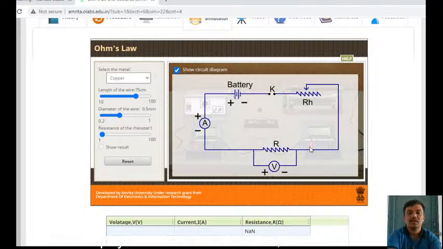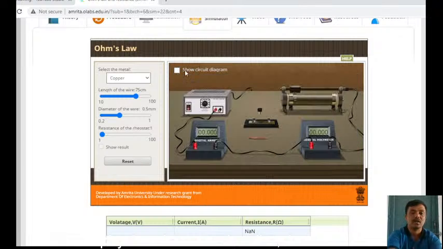You see here, rheostat upper end we connected, and rheostat lower end we have to connect to the plug key. Rheostat lower end is connected to plug key. This is the lower end of the rheostat. RH means rheostat, it is a variable resistor. This is the lower end. We have to connect it to the plug key.